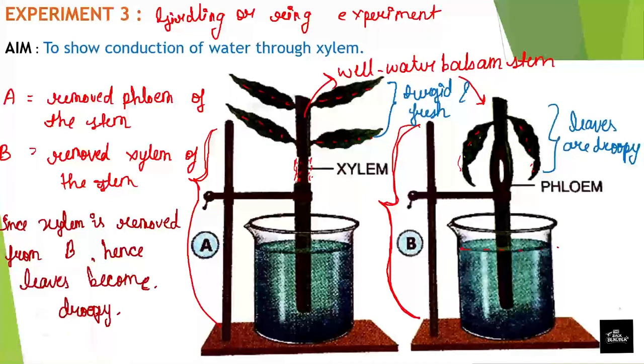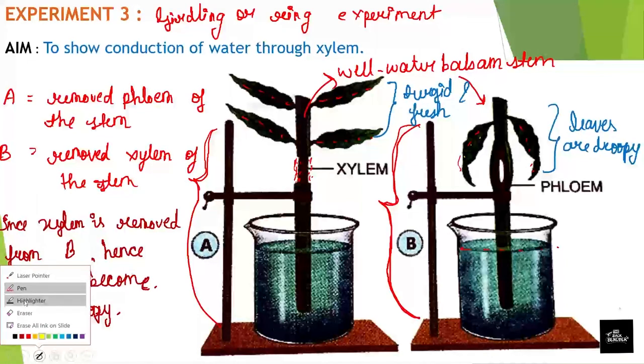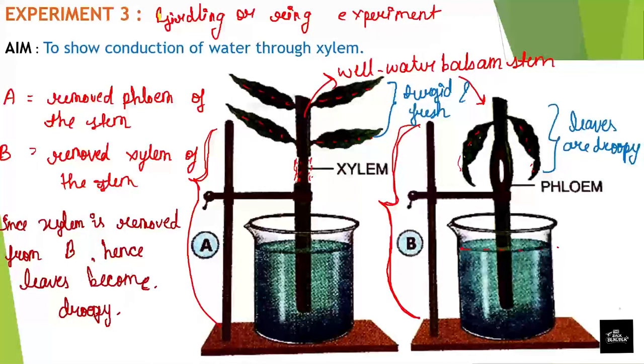Let me highlight this particular point, because this is a very important point and questions come from this point. This experiment is commonly known as ring experiment or girdling experiment. Please remember the name here, ring or girdling. Since xylem is removed from B, hence leaves become droopy. And here leaves are turgid and fresh. That is all about experiment number 3.